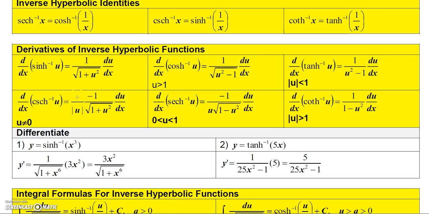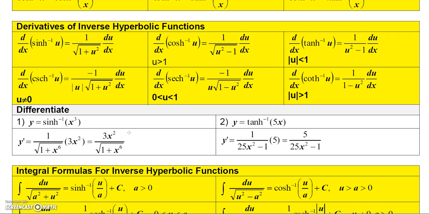And then the derivative of the inverse hyperbolic cosecant of u would be minus 1 over the absolute value of u times the square root of 1 plus u squared times u prime. And of course in this one u cannot be 0. And the derivative of the inverse hyperbolic secant of u is equal to minus 1 over u times the square root of 1 minus u squared times u prime. And for this one, u must be between 0 and 1. And then finally for this one, the derivative of the inverse hyperbolic cotangent of u is 1 over 1 minus u squared times u prime. And for this one, the absolute value of u must be greater than 1.